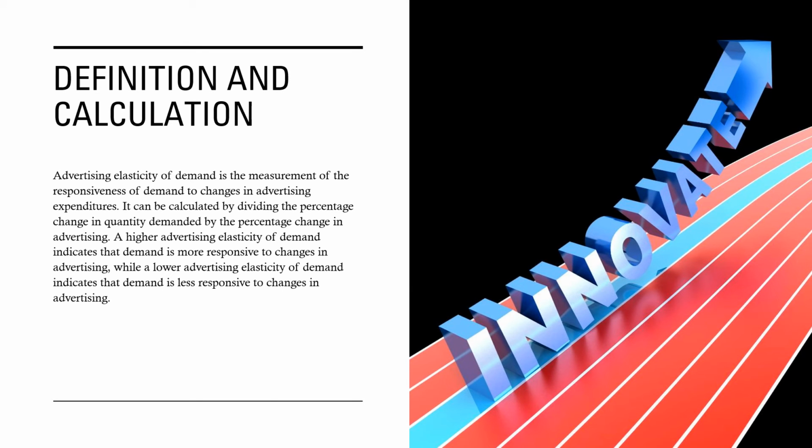Advertising elasticity of demand is calculated as the percentage change in quantity demanded divided by the percentage change in advertising. It can be expressed as an absolute value or a negative value, depending on the direction of the relationship between advertising and demand.